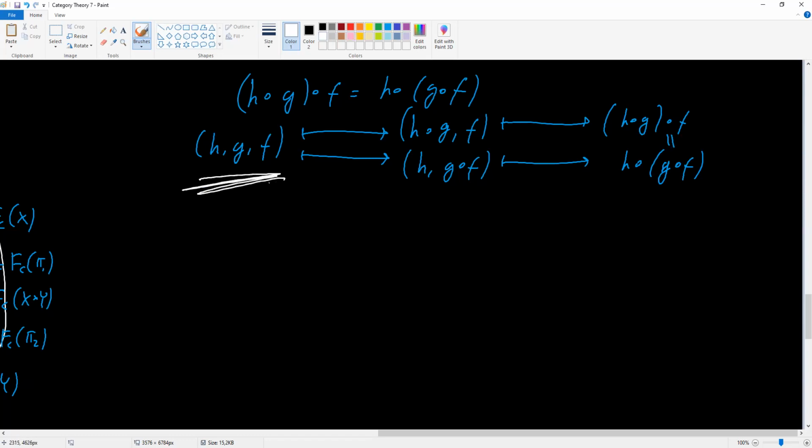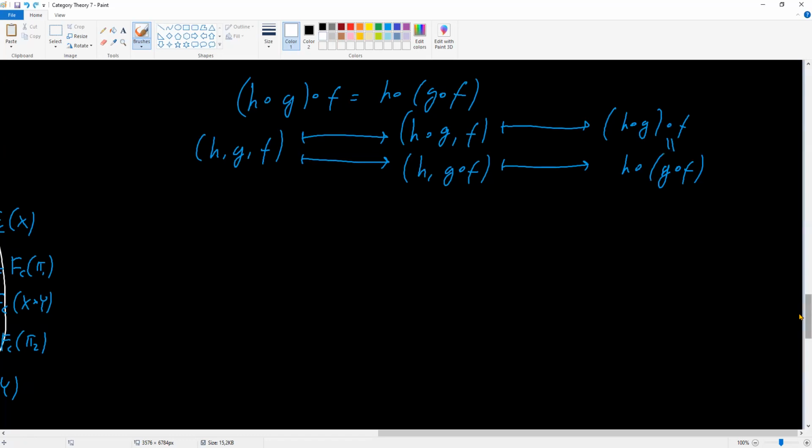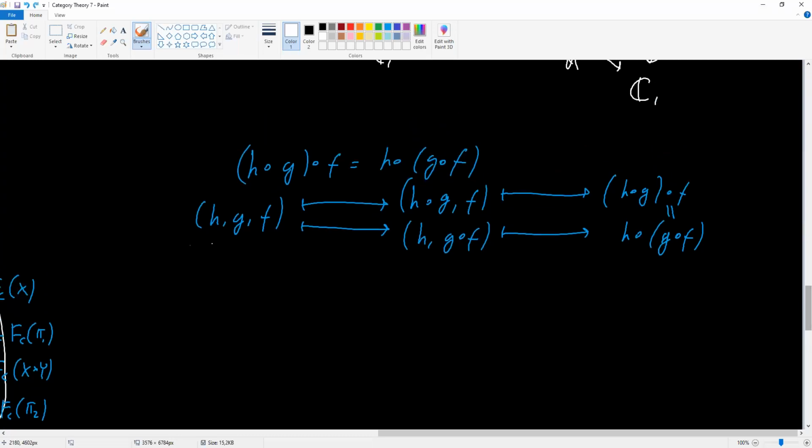So we are beginning with triple HGF, but this is not an arbitrary triple. It's a triple such that the arrows match, right? So you see, it's a triple HGF such that the domain of H is Z, and the codomain of G is Z, and the domain of G is Y, and the F has the same codomain as the domain of G.